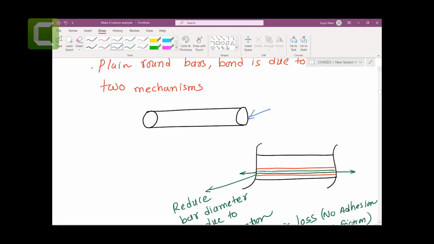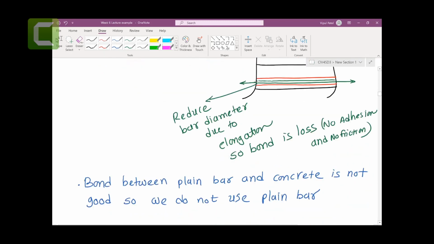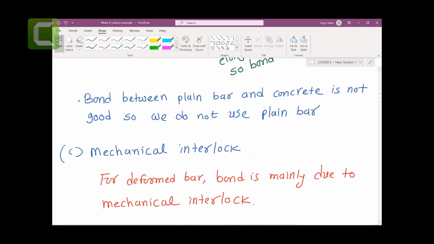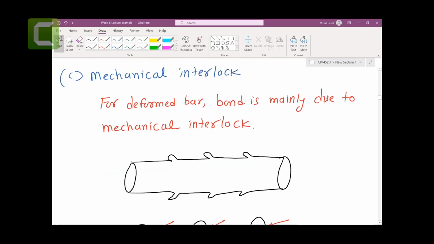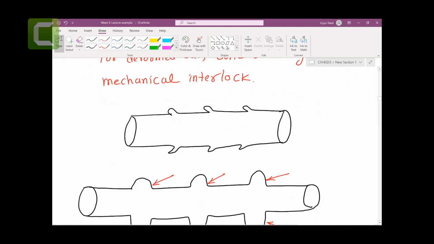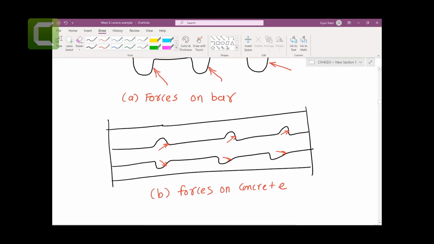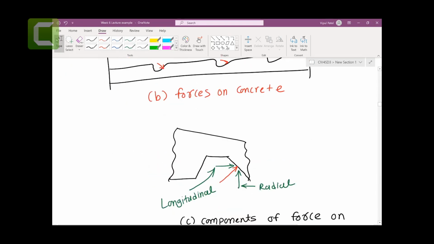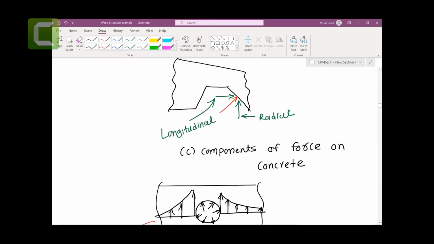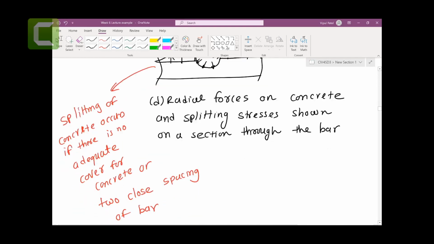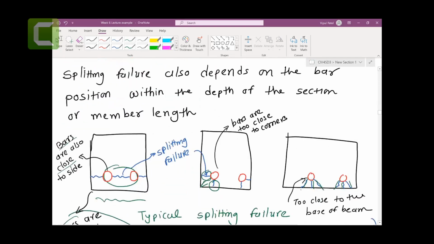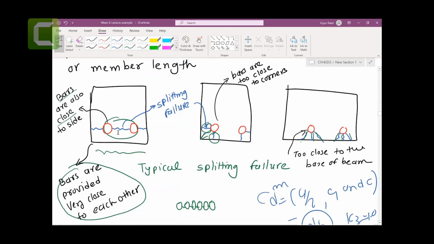Very bad means you need a large development length, and sometimes you can't have this large development length. So we use these ribs, like a mechanical interlock. The scientific word is mechanical interlock, meaning that you have these ribs that hold the concrete and provide the locking mechanism. So that's about those, and some force that's applied to that locking mechanism. Okay, that's very important. I think yesterday I talked about it.